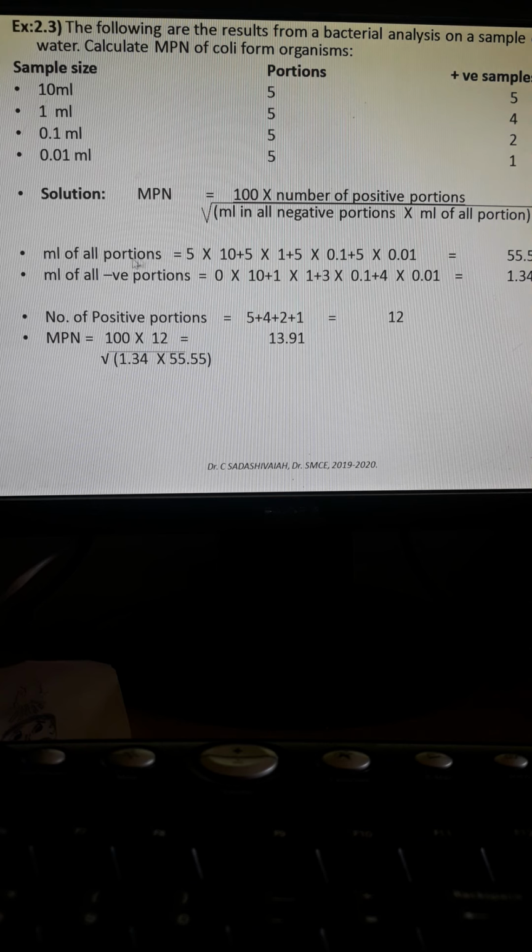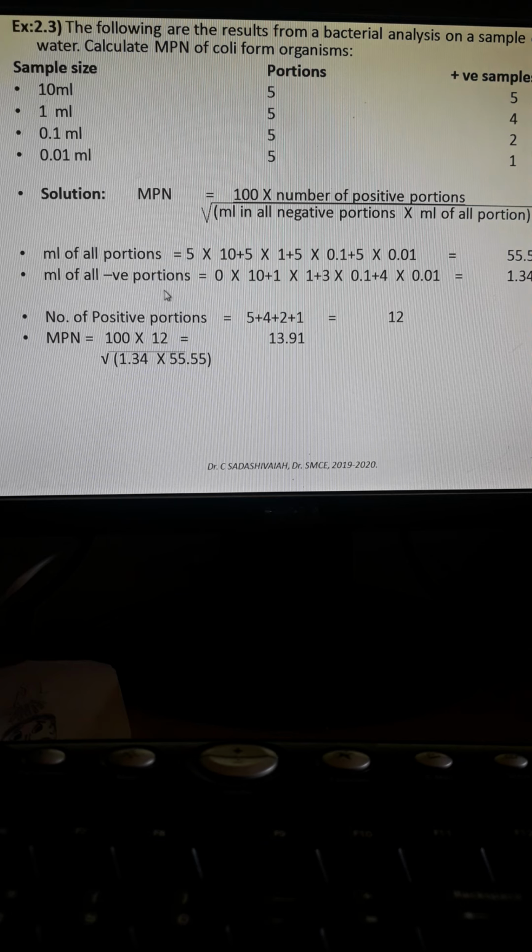Now we shall calculate the required parameters. So first of all, let us calculate the number of positive portions. See, the number of positive portions is 5 plus 4 plus 2 plus 1. 5 plus 4, 9, 9 plus 2, 11, 11 plus 1. It is totally 12. Then, ml in all negative portions.